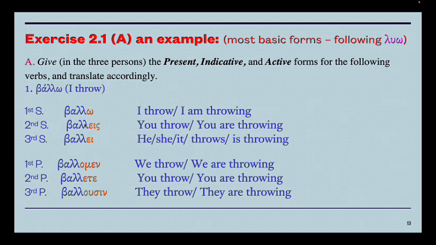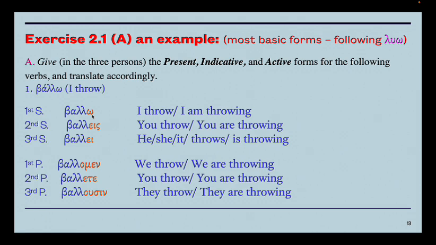It's a root word. Then you attach the endings to it. And this process is called conjugation. Okay, simple. This is what you do for your next exercise. But then we talked about the other types of verbs.